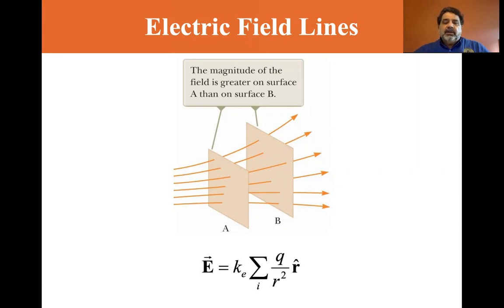So the electric field is the sum of all the charges that are contributing to it, divided by r squared, the distance. We're talking about the electric field at the distance r that it is from the source charges, times Ke.